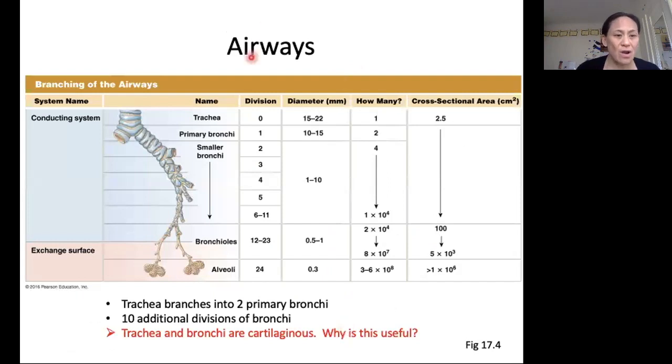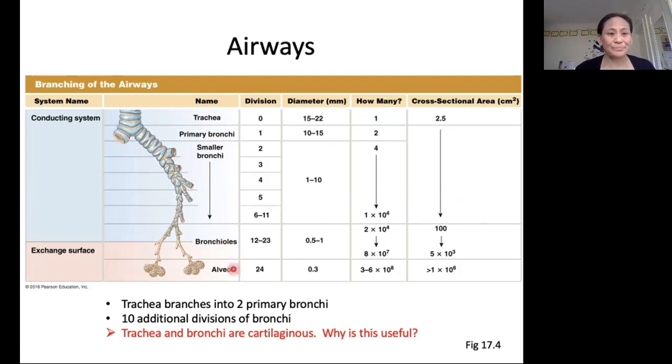We are going to start with the trachea, but before I do that, I want to orient you to this table, okay? So this table shows you the airways from the top part of your body moving down towards the lungs. You can see that this table shows you the diameters of the different airways, how many we have, and cross-sectional area, okay? So trachea, bronchi, bronchioles, alveoli.